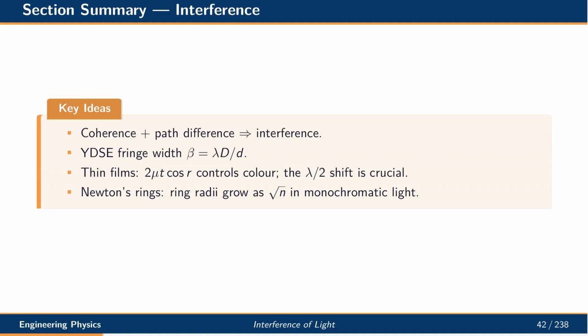Let us summarize this section. Coherence combined with path difference produces observable interference. In Young's double-slit experiment, the fringe width is wavelength times screen distance divided by slit separation. Thin films owe their colors to the path difference relation and the additional half wavelength shift at reflection. Finally, Newton's rings show ring radii that grow as the square root of the order, making them ideal for precise wavelength and reflection.